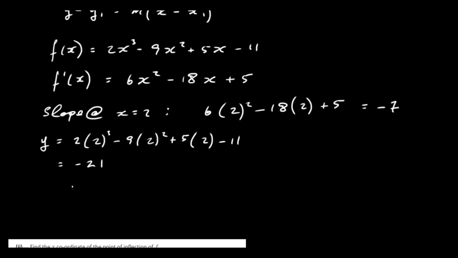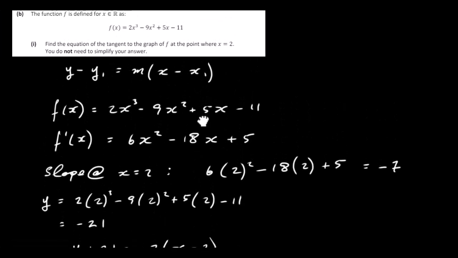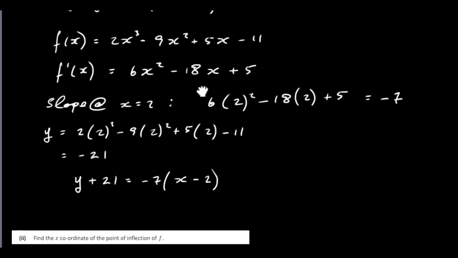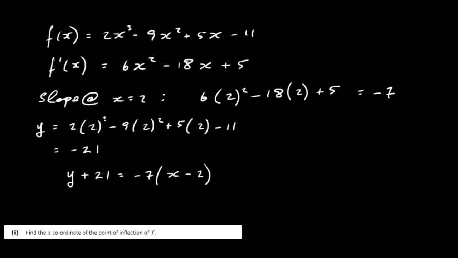So it's y minus y1, so it's y minus minus 21, which is plus 21, is equal to m, which is minus 7, times x minus our x1, which was plus 2. So that's really it. It says we don't have to simplify our answer. However, if you do decide to simplify it, you should end up with, let's see, y plus 21 is equal to minus 7x plus 14.